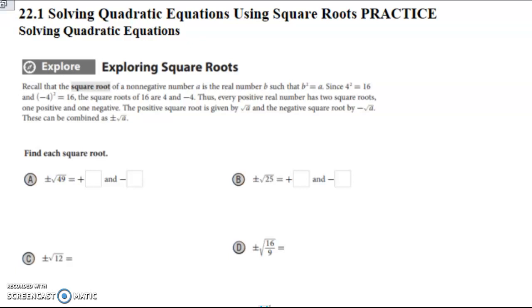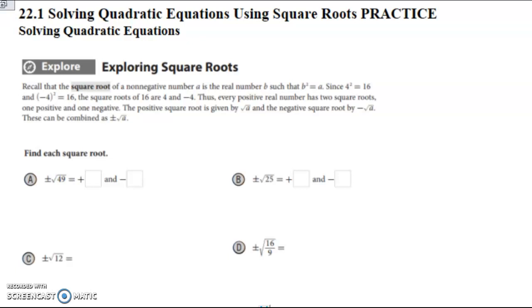We're going to be solving quadratic equations using square roots. Just recall that the square root of a non-negative number a is a real number b such that b squared equals a. Since 4 squared is 16, and the square of negative 4 is also 16, the square roots of 16 are a positive 4 and a negative 4. Thus, every positive real number has two square roots, one positive, one negative.